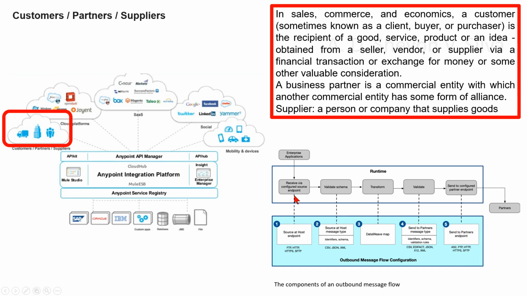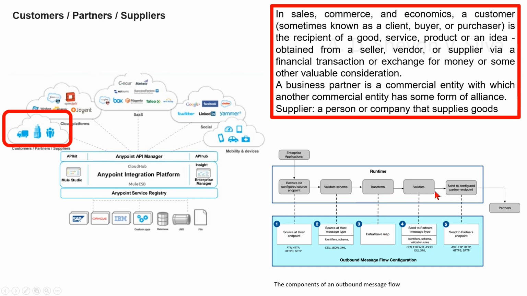Receive via configured source endpoint is connected to source at host endpoint: FTP, HTTP, HTTPS, SFTP. And receive via configured source endpoint is connected to validate schema. It interacts with source at host message type, identifiers, and schema: CSV, JSON, XML. Validate schema is connected to transform. It interacts with data view map.